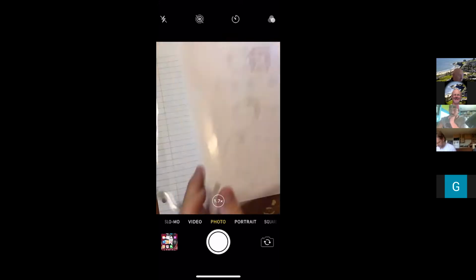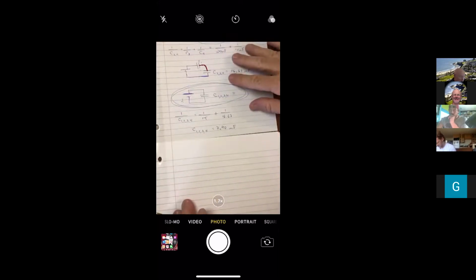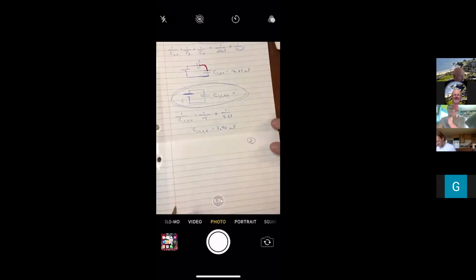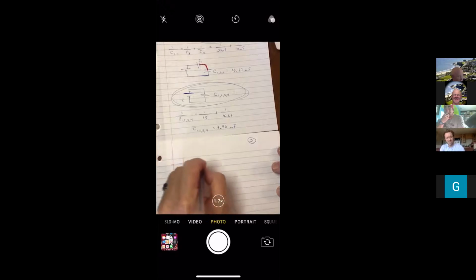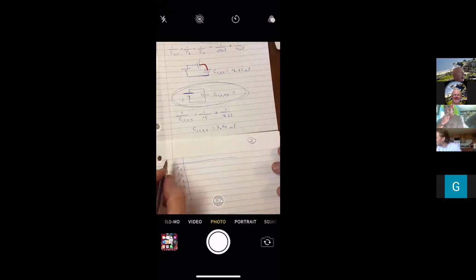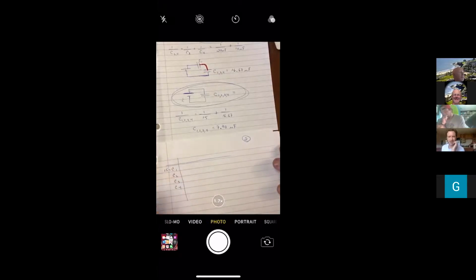And so I will come over here to page 2 and say, all right, if I made a little chart, here's capacitor 1, here's capacitor 2, here's capacitor 3, here's capacitor 4. Maybe I should put their value. Number 1 was a 15 microfarad. Number 2 was a 10 microfarad capacitor. Number 3 was a 20 microfarad capacitor. And number 4 is also a 10.